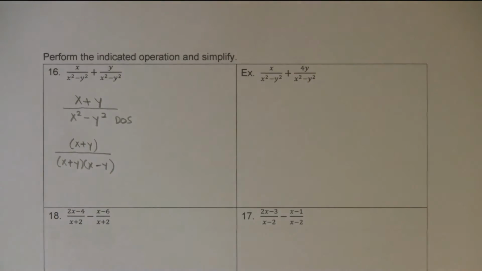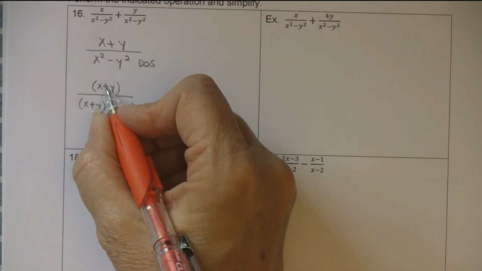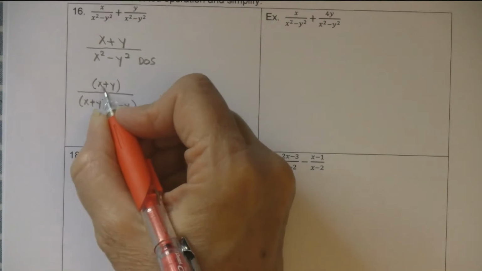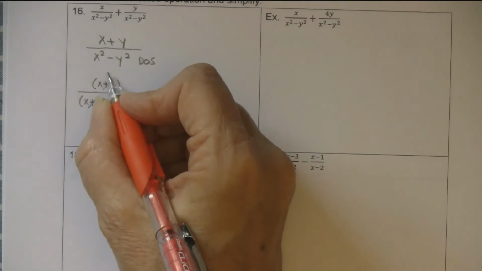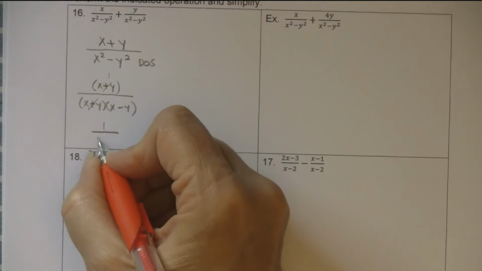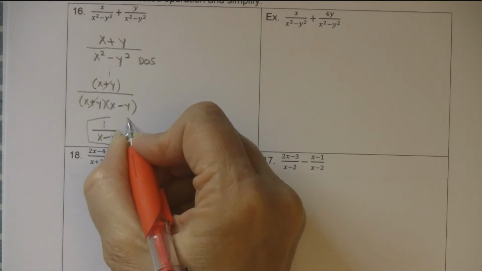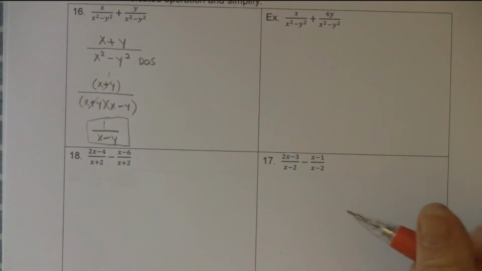And then if you have any pieces that are exactly the same, you can divide them out. So x plus y divided by x plus y is 1. And so we end up with 1 over x minus y. And that's our answer. There's nothing more that we can do on that. So we did a lovely job on that.